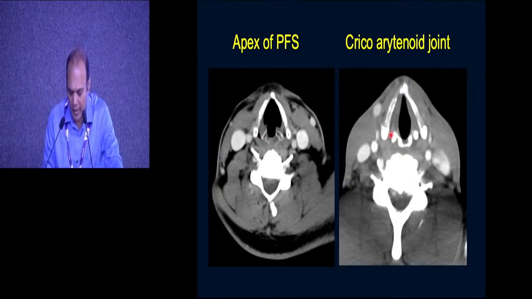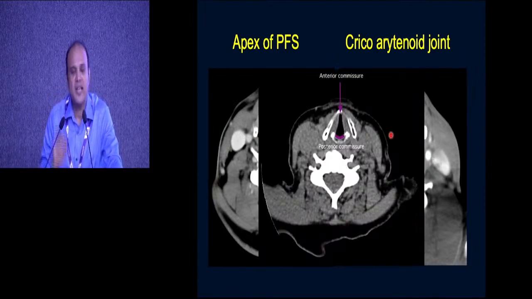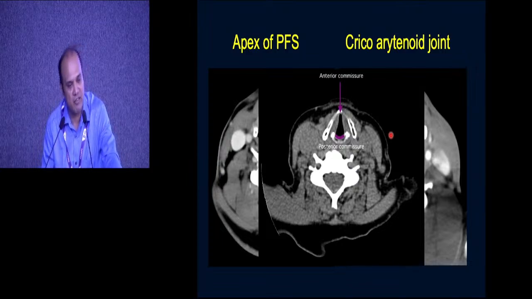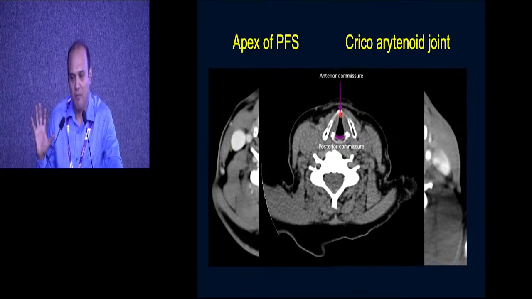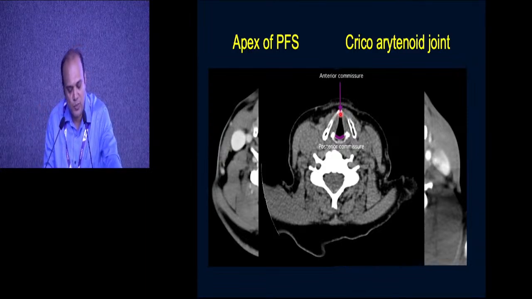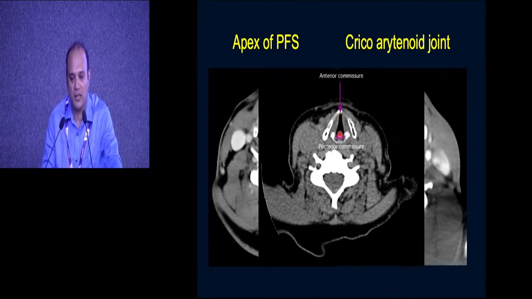Then this is again a similar picture. Now what are the anterior commissure and posterior commissure radiologically? The anterior commissure is very easy: the meeting point of the two vocal cords. It's very simple. Second, what is the posterior commissure? The posterior commissure is the area between the two arytenoid cartilages. You have the cricoid cartilage, the arytenoid cartilage, and this is the interarytenoid area. Very easy. That is the posterior commissure.